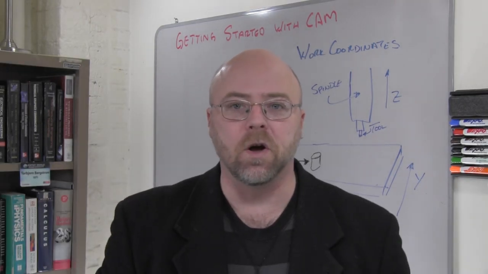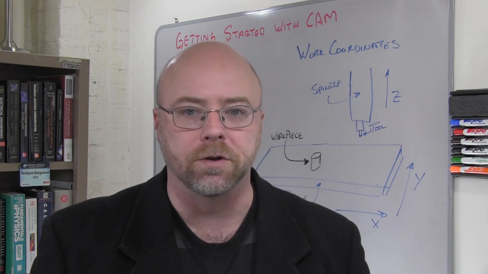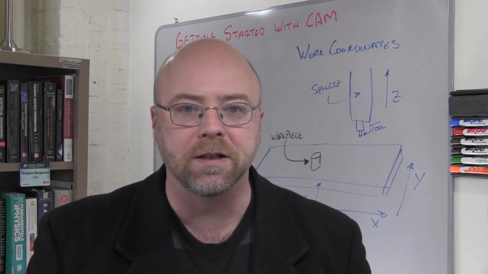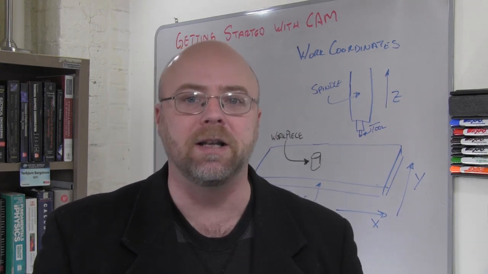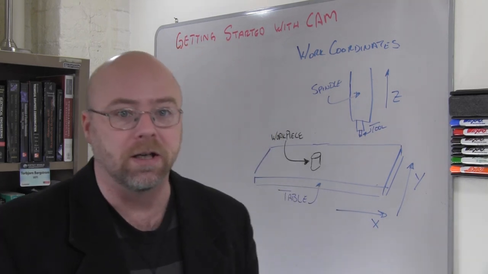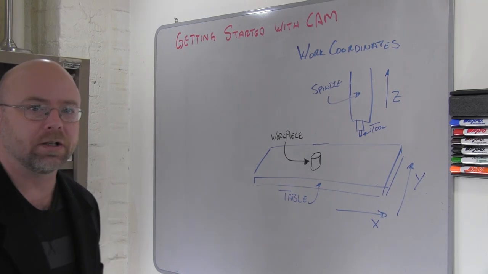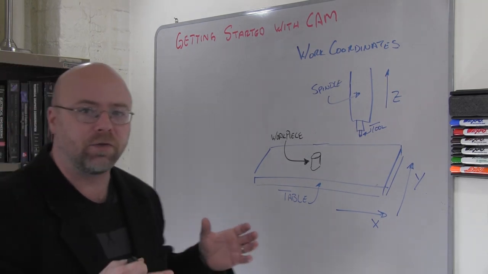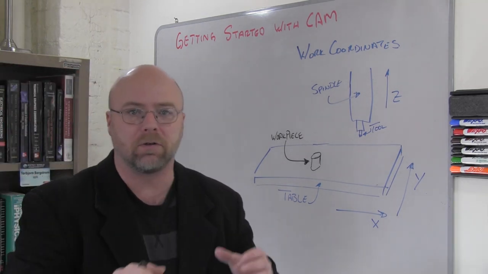The work coordinates, also referred to as the workpiece's origin, are one of the most important things that the programmer controls when creating a CNC program. With a typical three-axis CNC milling machine, the spindle will move up and down along a Z-axis, while the workpiece is fixed to a table that moves in the X and the Y directions.